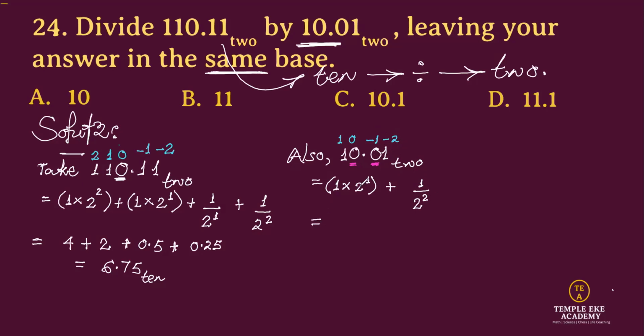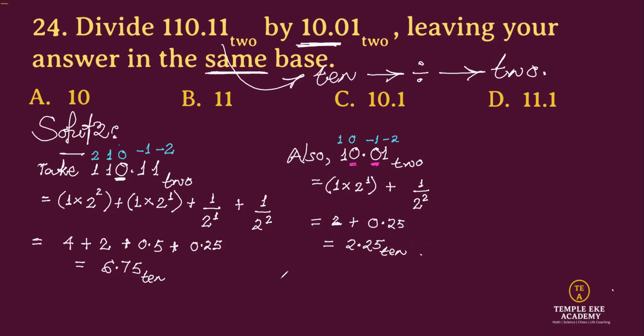2 to the power 1 is 2, multiplied by 1, and that is 2. Plus, let's take a moment to express this in decimal. 2 squared is 4. 1 divided by 4 is 0.25. That is 2 right there. And by adding this, we have 2.25. Of course, this is in base 10.